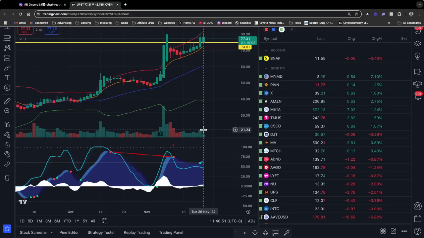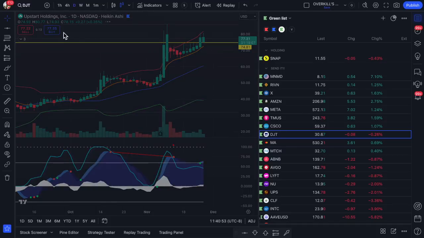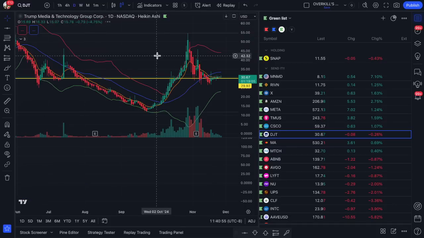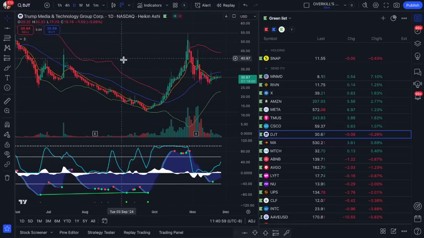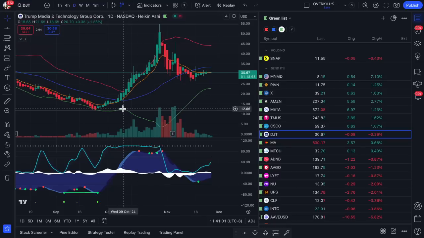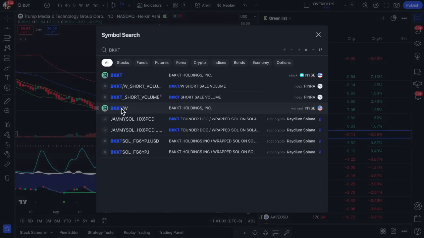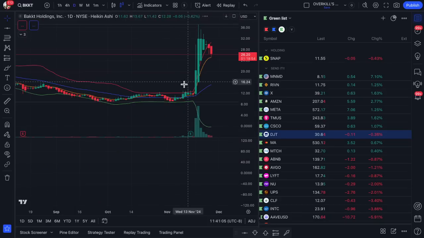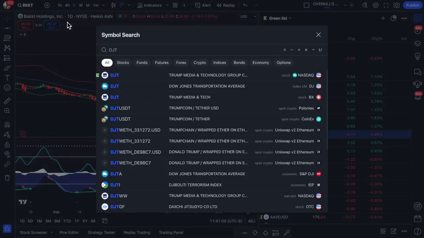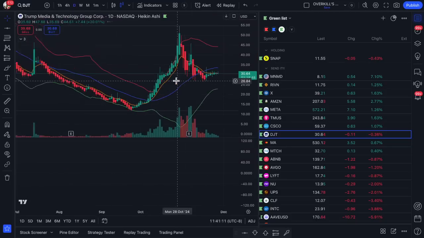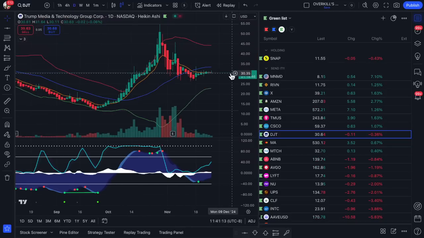DJT. Good call out here. This one's still just consolidating. There was that rumor of Donald Trump's media company, Trump Media and Technology Corp, buying a crypto exchange called Backed Holdings. Obviously, that stock went parabolic when it happened. But DJT's just been hanging out. It's just been consolidating, going sideways at the moment.